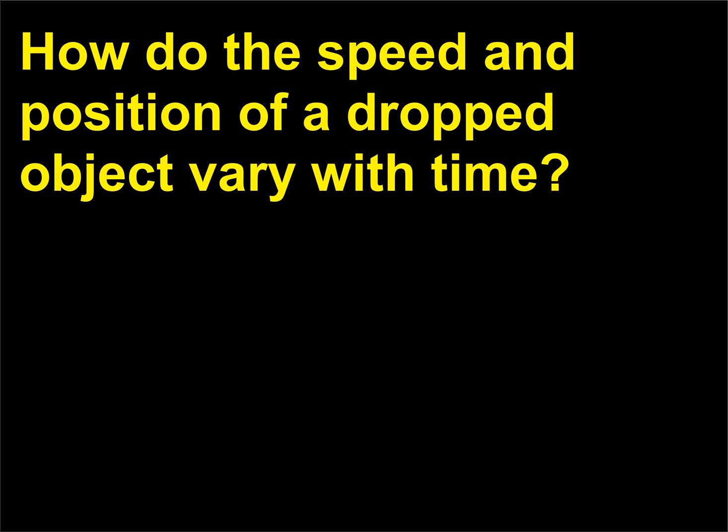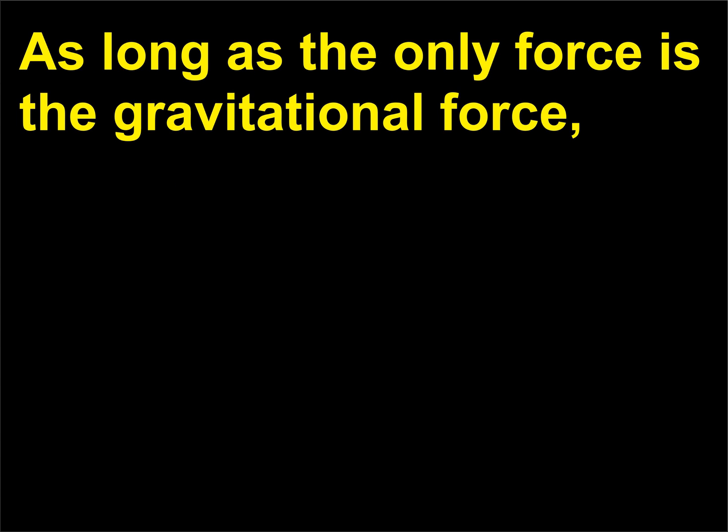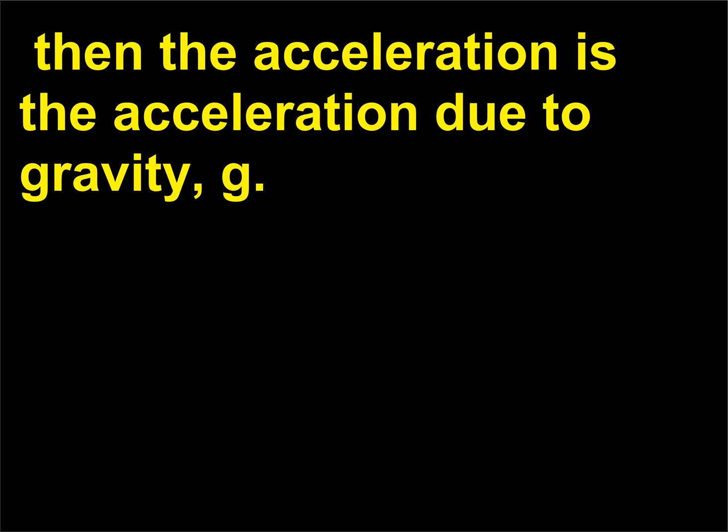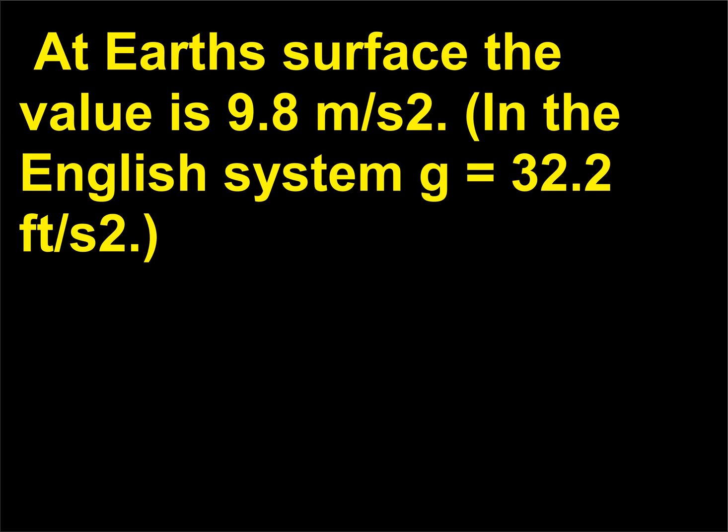How do the speed and position of a dropped object vary with time? As long as the only force is the gravitational force, then the acceleration is the acceleration due to gravity, g. At Earth's surface the value is 9.8 meters per second squared. In the English system g equals 32.2 feet/s².